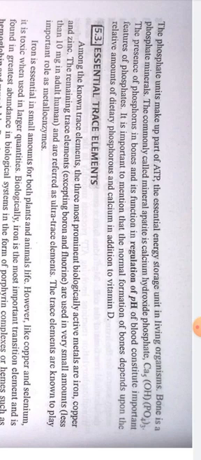Bone is a phosphate mineral, commonly called the mineral apatite, a calcium hydroxide phosphate, Ca5(OH)(PO4)3. The presence of sodium in bone and its function is regulation of pH; calcium is a constituent, and these are important features of phosphate. It is important to mention that the normal formation of bone depends on the relative amount of dietary phosphorus and calcium, in addition to vitamin D.